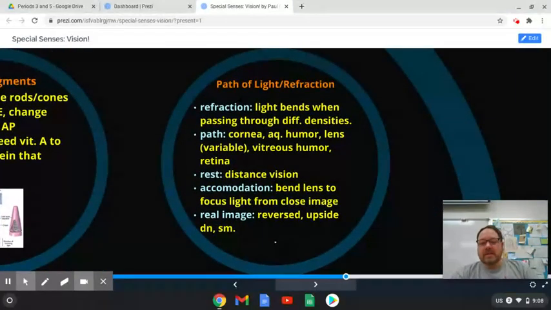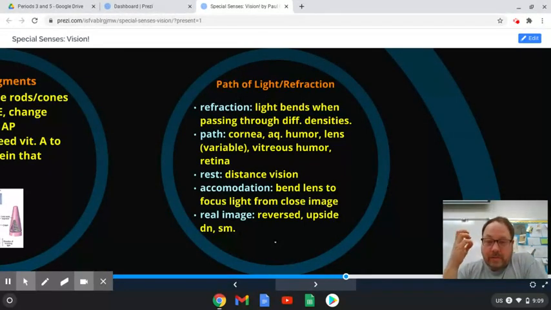Okay, so now let's get into the path of light as it passes through your eye. When light passes through different structures of different densities, the light will actually change its path or bend. It's called refraction, right? Think through your physics classes. So when substances of different densities have light pass through them, again, the light will bend a little bit. So think about what light passes through. First, it's going to pass through your cornea.